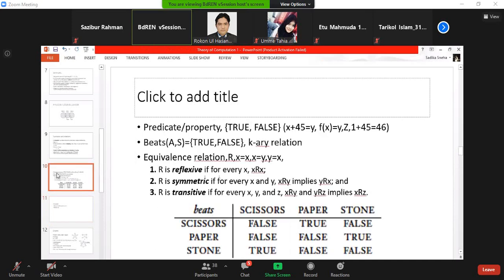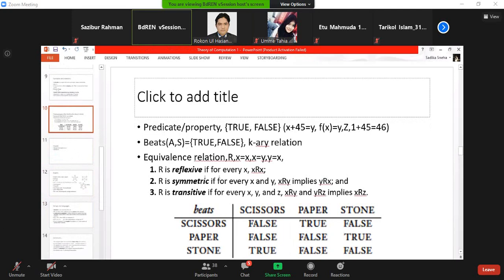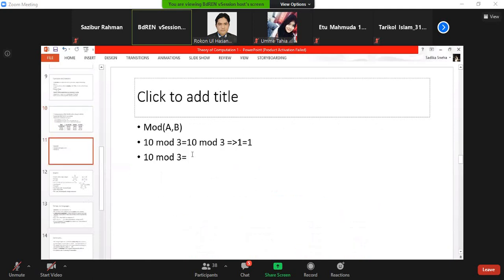It said that an equivalence relationship is where we capture the equality of any binary relationship. It's a special type of binary relationship where two objects are equal. An equivalence relationship shows that two objects are equal. It's a special kind of binary relation.